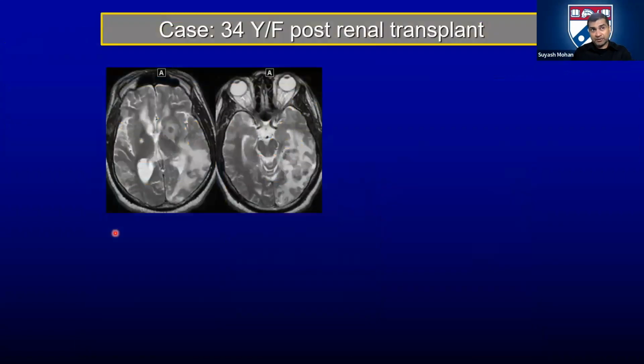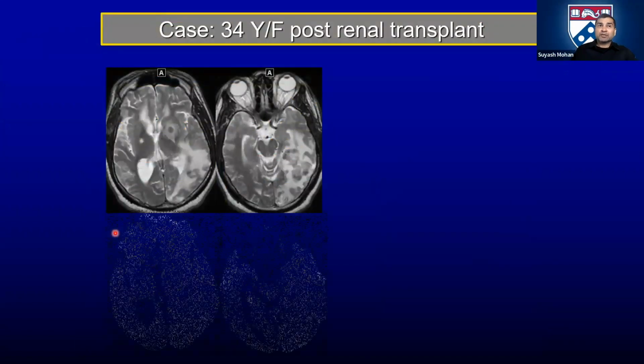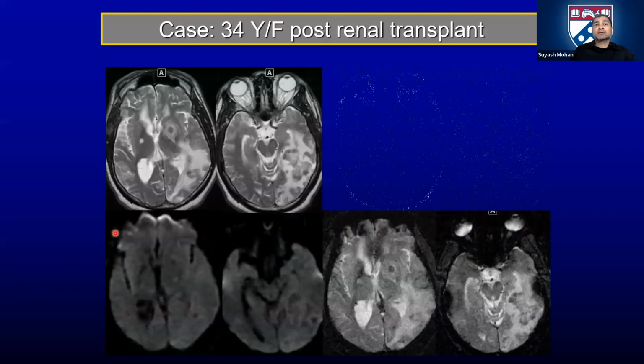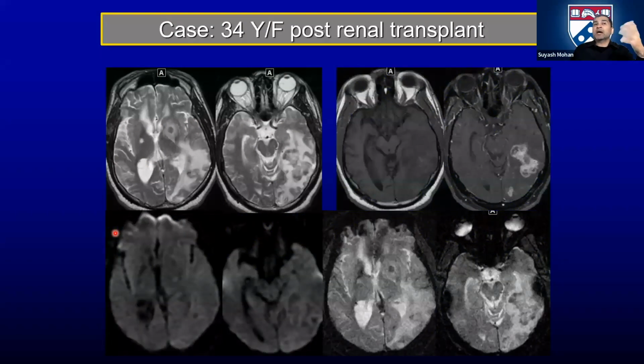Another opportunistic infection, which also presents more commonly in patients who are immune compromised, is toxoplasmosis, right? Toxoplasmosis, again, notice these multifocal, irregular, hemorrhagic lesions, lots of edema. Notice there is no diffusion restriction. These patients are severely immune compromised, right?